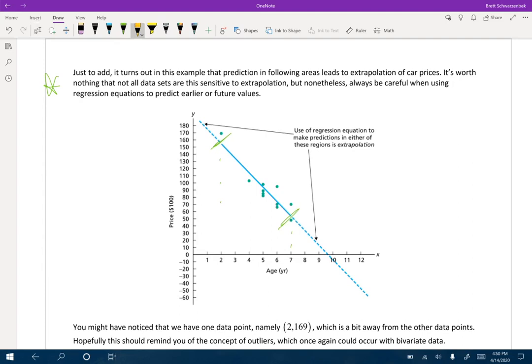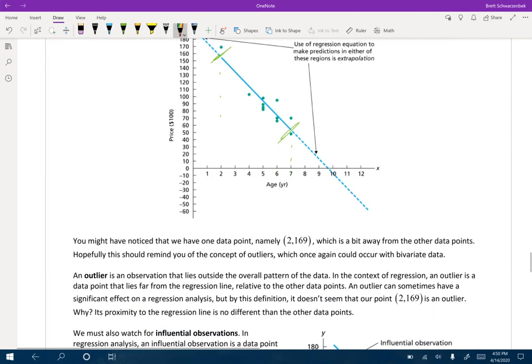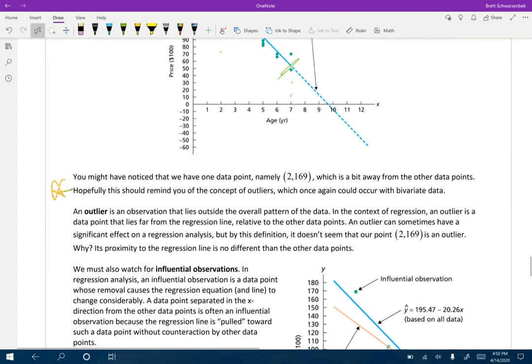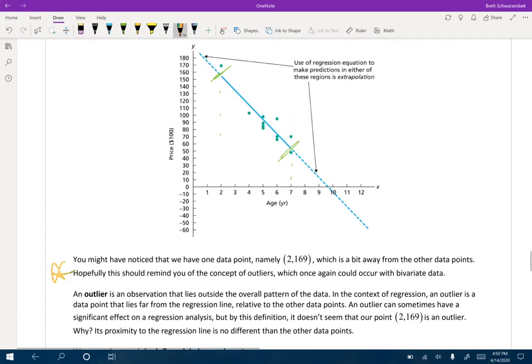It says you might have noticed that we have one data point, namely 2, 169. Again, 2, 169 is right here. This data point is a bit away from the other data points. The other data points are scrunched here, but then you have your 2, 169 over here. So what is that all about? Let's take a peek.